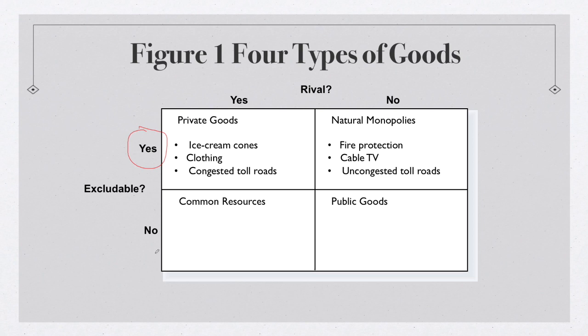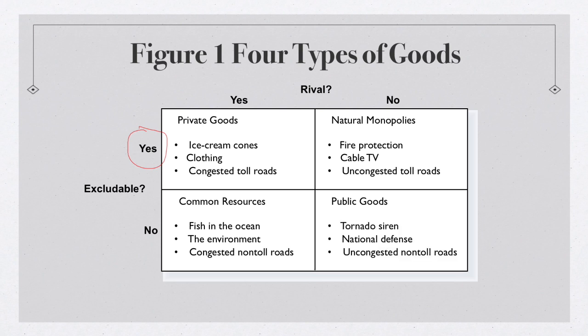Goods that are not excludable though are common resources, which are not excludable but are rival in consumption. Those would include fish in the ocean and the environment, and then public goods, which are neither excludable nor rival in consumption. Tornado sirens, national defense, a number of other things.